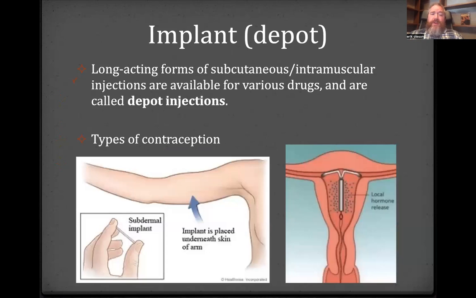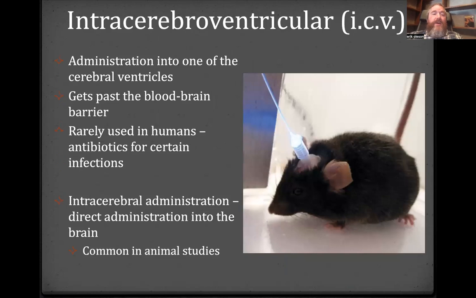Also, implants are becoming more common. In addition, tattoos. I think you're going to see more tattoos in terms of biosensors and also drugs as a way of administering something slowly over time. But these are long-acting forms of subcutaneous injections that can be deposited, and there are various ways that this is occurring. You can also have intracerebroventricular drug administrations. This is something we pretty much only do in the lab setting.